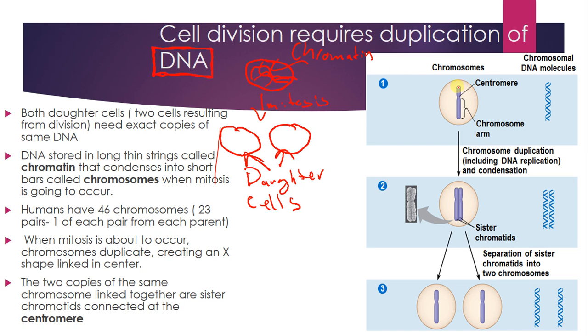So, for example, here's a chromosome before it's duplicated. Once it's duplicated, it forms this X shape. In the center portion where it's linked is called the centromere. Each of the identical chromosomes that are linked by the centromere are called sister chromatids. And when mitosis happens, we separate the sister chromatids, and one goes to each new cell. So each new cell has an exact same copy.